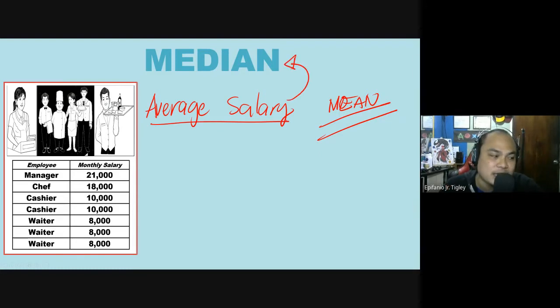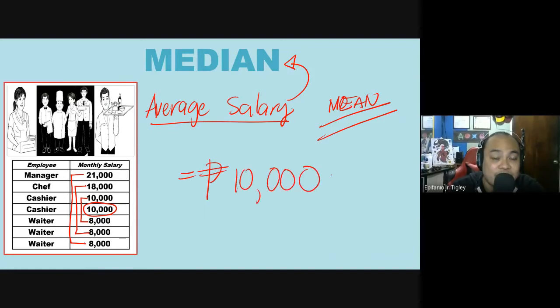That talks about the median. Kana mga surveys nato nga maingon nga the average family income of a Filipino, wala na nagngita sa mean, ang gigamit ana median. So meaning kung median ang gipangita, i-partner si 21,000 og si 8,000. Partner si chef og si waiter, 18 og 8. Partner si 10 og si 8. Pilay middle number na ko dire? 10,000. O, 10,000 ang average salary.